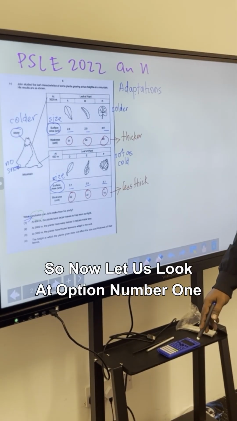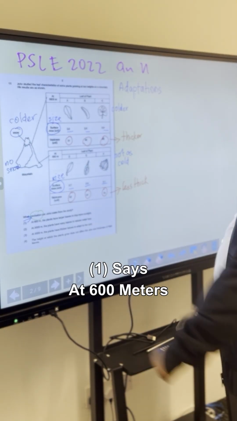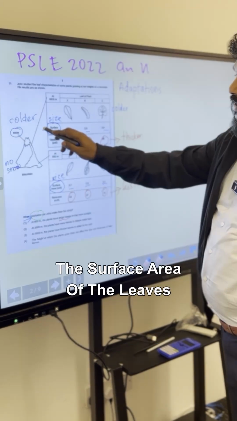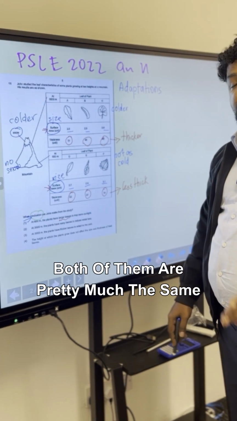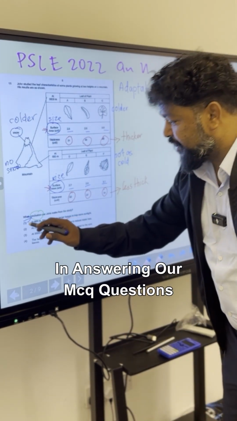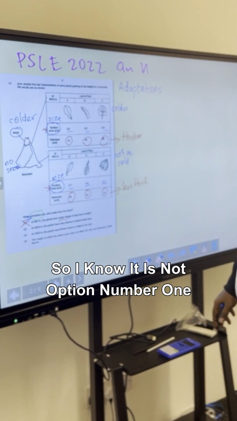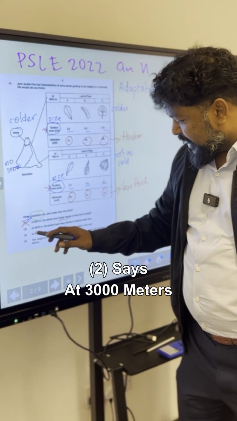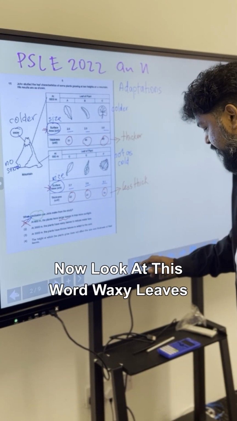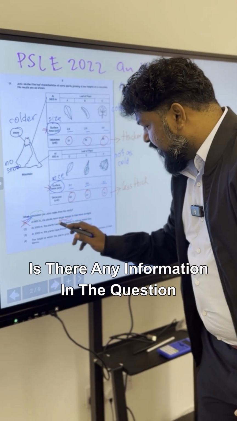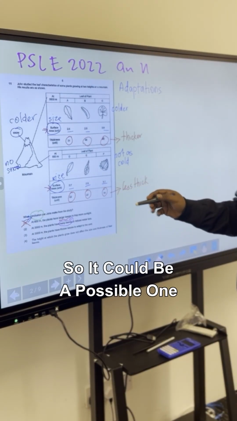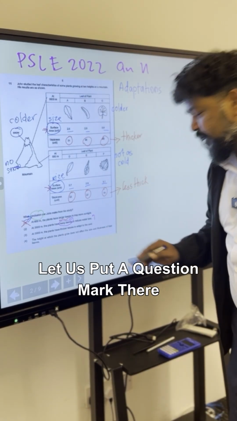So now let's look at option number 1. Option number 1 says at 600 meters, the plants have larger leaves. I know this is not true. The surface area of the leaves, both of them are pretty much the same. So here comes our method of elimination, which is step 3 in answering our MCQ questions. So I know it is not option number 1. Let's look at option number 2. Option number 2 says at 3000 meters, the plants have waxy leaves. Now look at this word, waxy leaves. Is there any information in the question that tells us that the plants have waxy leaves? There isn't, right? So it could be a possible one. Let's put a question mark there.